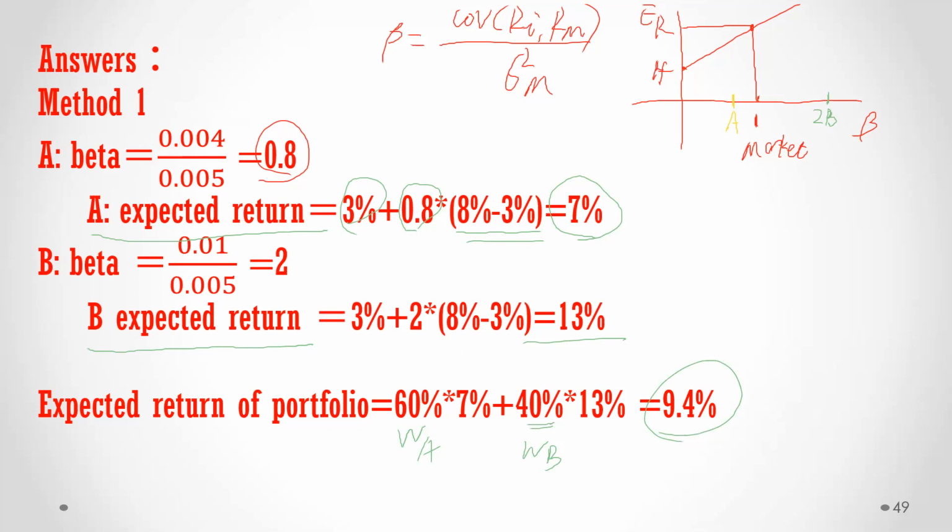So this is the way I think you can figure out by yourself. However, we can use the conclusion from a previous slide. We can calculate the beta of the portfolio first, and then based on the CAPM, we can estimate the portfolio's expected return.